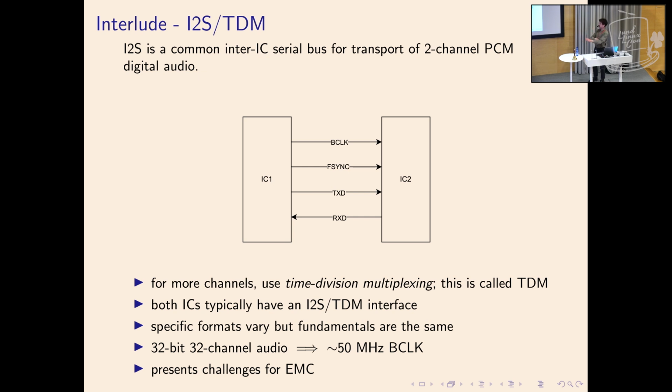TDM just stands for time division multiplexing. I2S is only for stereo audio, but you can jack up the bit clock and say, okay, after 32 bits I have channel 2, after another 32 bits I have channel 3, and so on and so forth. But both sides have to agree on this. There's no negotiation as such.